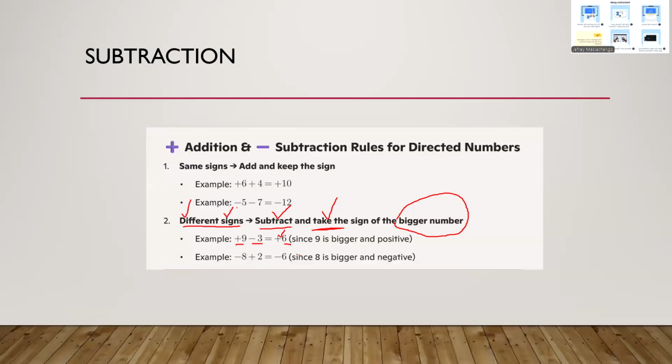All right, let's move on to the last one. Signs are different again. We are adding or subtracting. Fine, look at this one, addition and subtraction. These rules do not apply for multiplication and division. Take note. All right, let's move on.